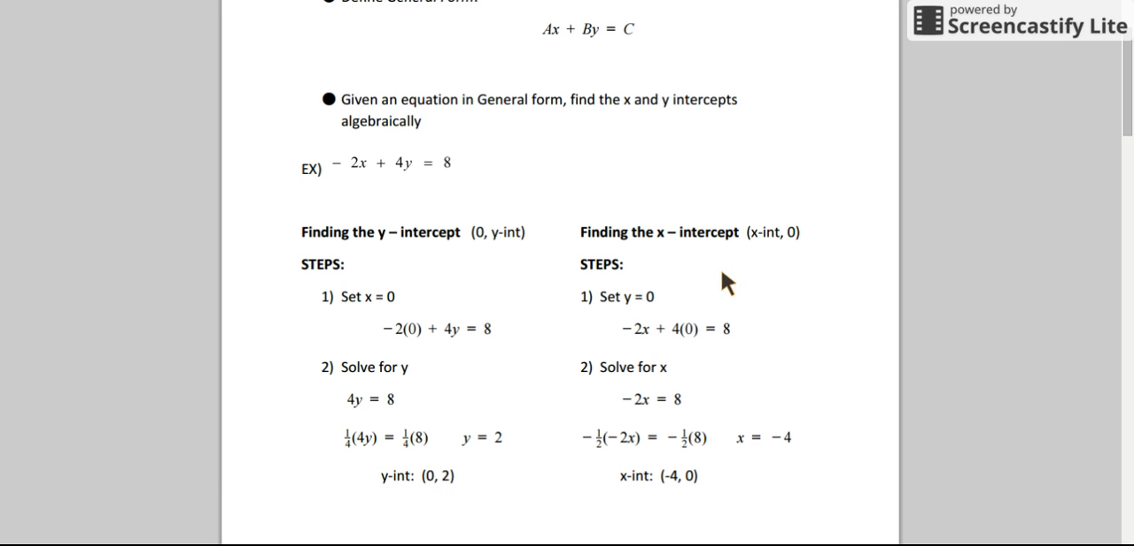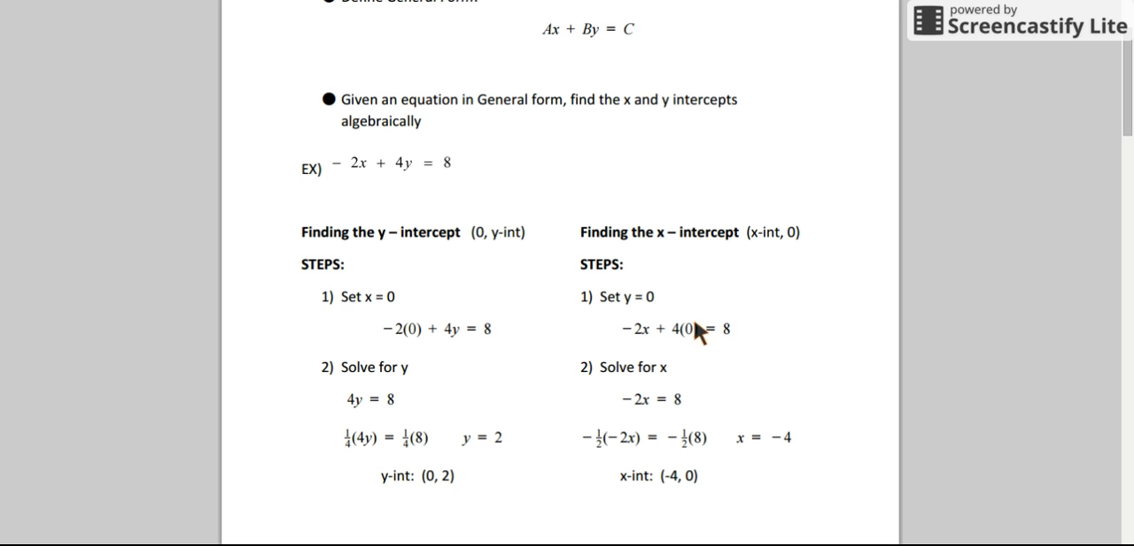Similarly, we can do something with the x-intercept. For x-intercepts, the y value is always 0. If I'm on the x-axis, I haven't gone up or down. So my y value is always 0 for an x-intercept. So we can use that and set our y value equal to 0 and solve for x.